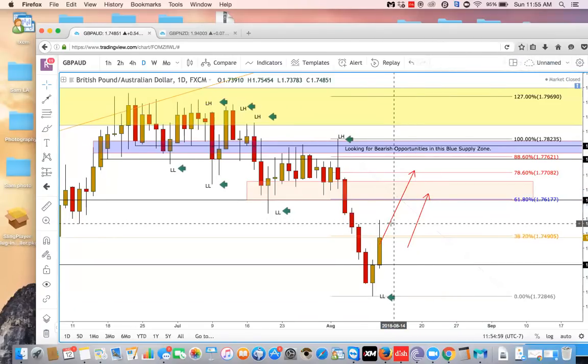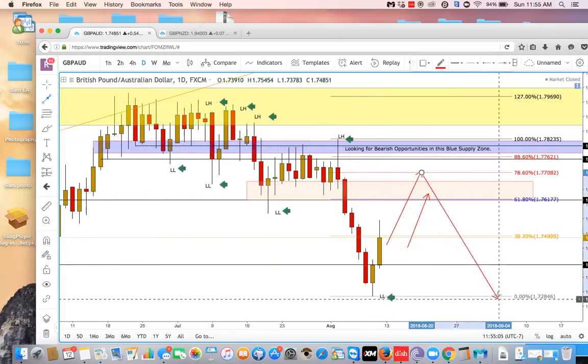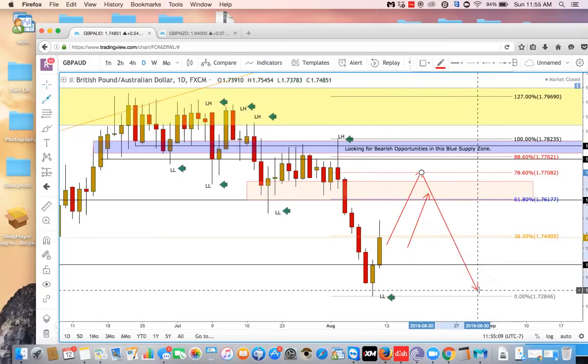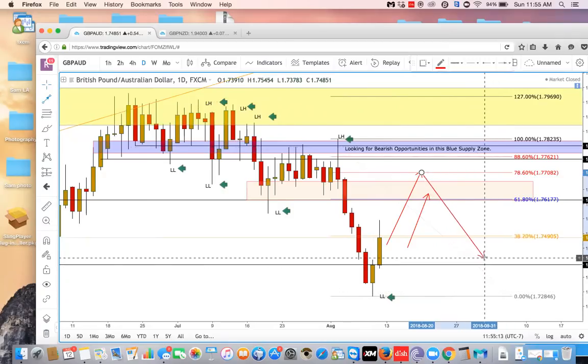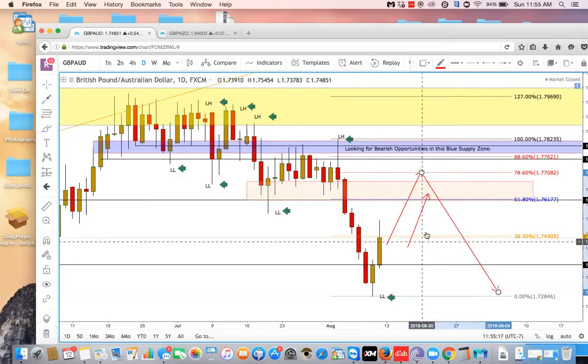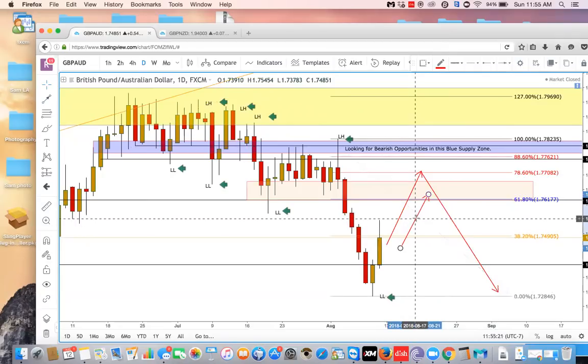So anywhere around here would be our selling opportunity, and then overall we'll look to take it back lower. Price could potentially break these lows and come down towards 1.72, or it could possibly find support around 1.73. But overall, the market is bearish, so we're going to look for price to keep making new lows until we can see otherwise.